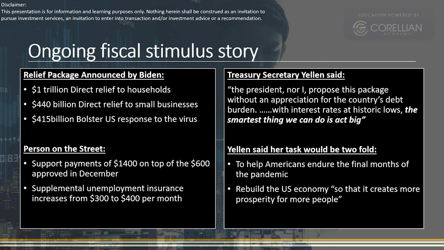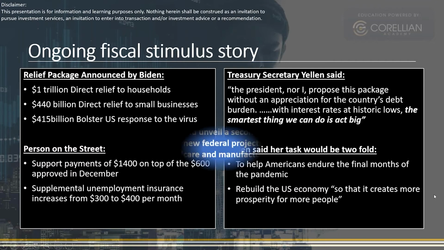The new Treasury Secretary, Yellen, ex-Fed chairperson, she said, the president nor I propose this package without an appreciation, sorry, of the country's debt burden. Now, that's all very well, but out the other side of her mouth, she said that the smartest thing we do is act big. So it's all very well, this idea that they're going to pay this money back, but with debt the size it is, goodness knows what they're going to have to do to taxes to get this paid back. I don't think this will be an issue for a while, but I can't see them paying back this debt. Well, not in my lifetime anyway.